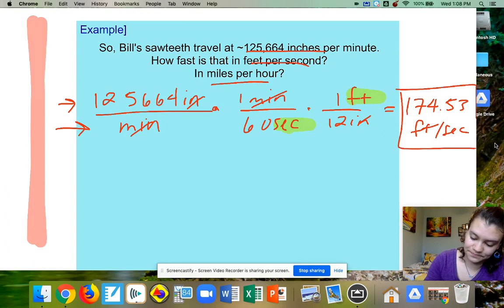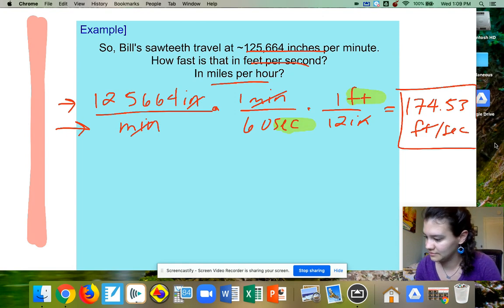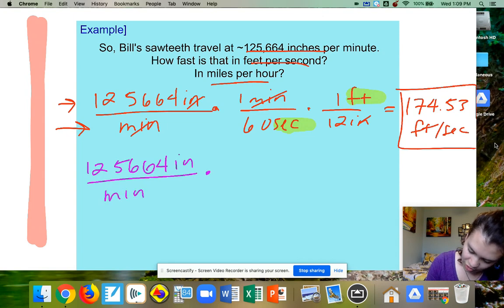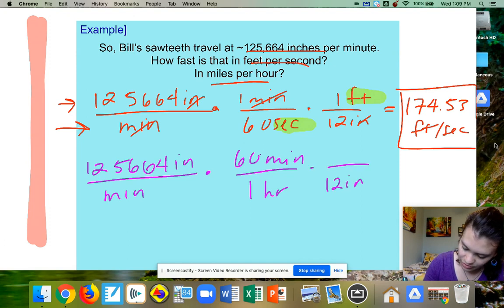And we can do a similar idea for miles per hour. Actually, we'll start with the other one. So you have this again, our inches per minute. If we want to go to miles per hour, we have 1 minute for 60 seconds. And then backwards, we have 60 minutes and 1 hour. And then you have 12 inches and 1 foot.